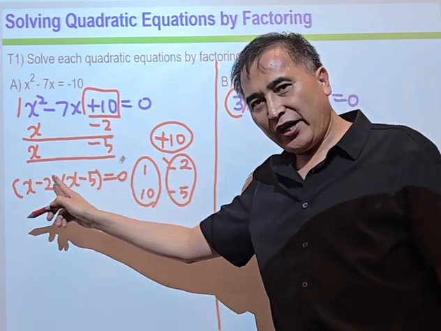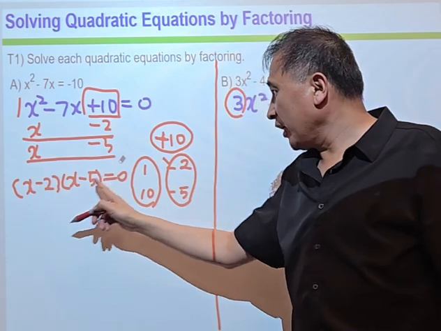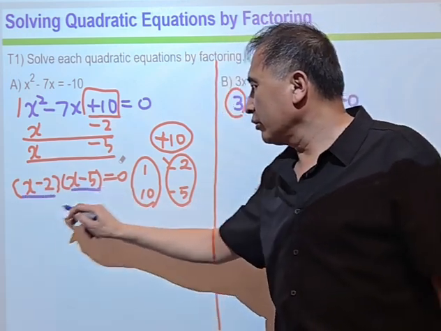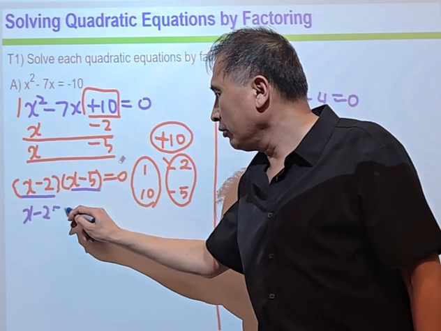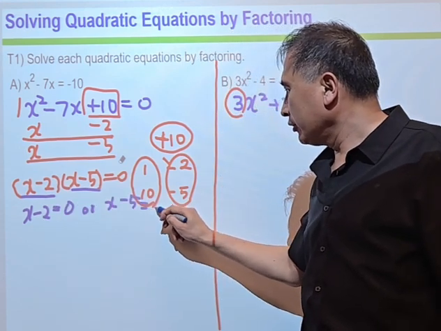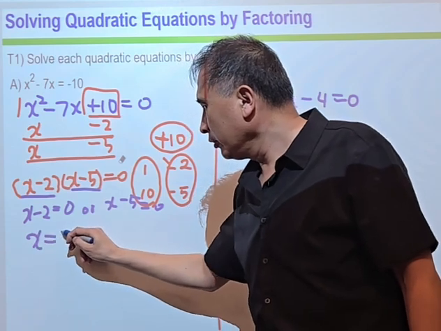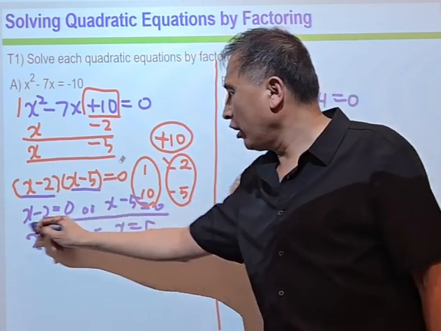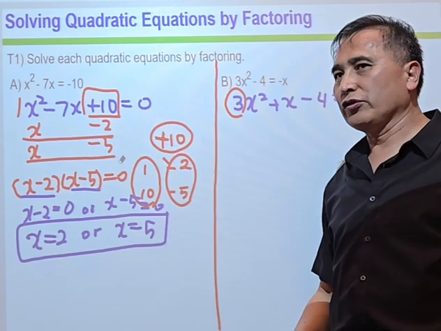Right? We factor it. So a times b equals 0, then now what? a equals 0 or b equals 0. So x minus 2 equals 0 or x minus 5 equals 0. So from here, x equals 2 or x equals 5. That's the answer to this equation.